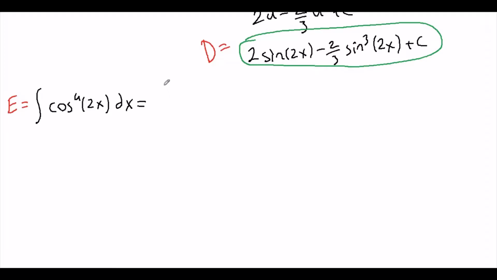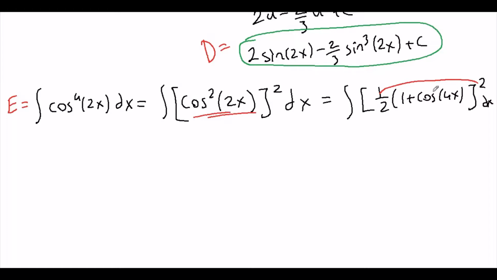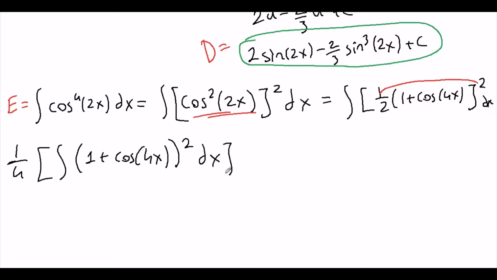Here we are going to break cosine to the fourth into cosine squared of 2x to the second power. And we're going to apply the half angle identity to the inside. So inside we have 1/2 times 1 plus cosine of 4x, to the second power. Now we're going to distribute the second power inside. So 1/2 to the second power is 1/4, times 1 plus cosine of 4x to the second power dx.